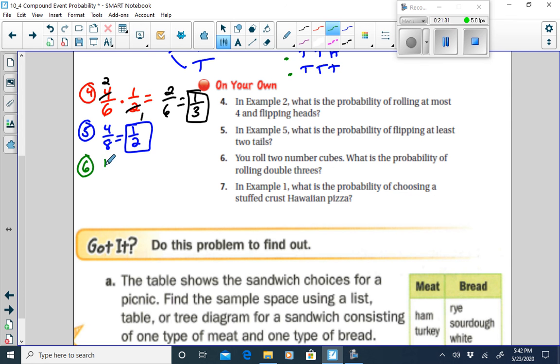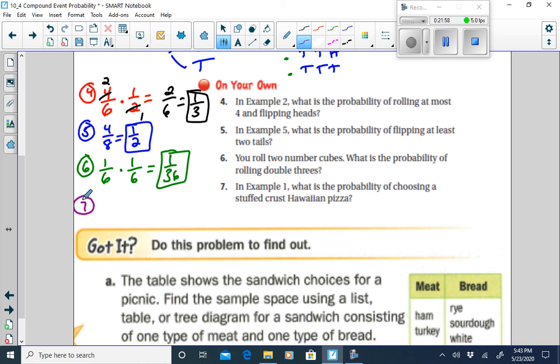Well, the probability of rolling a 3 on the first number cube would be 1 out of 6. The probability of rolling a 3 with the second number cube would also be 1 out of 6. The probability that these two events, creating a compound event, happen together would be 1 out of 6 times 1 out of 6, which would be 1 out of 36.